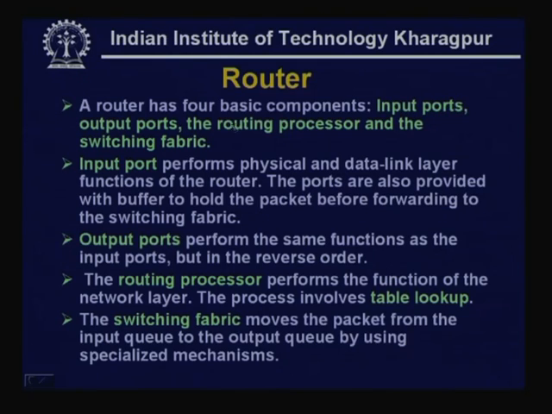As you have seen, a router has 4 basic components: input port, which performs physical and data link layer functions of the router. The ports are also provided with a buffer to hold the packet before forwarding it to the switching fabric. Output ports perform the same functions as the input ports, but in the reverse order. The routing processors perform the function of the network layer.